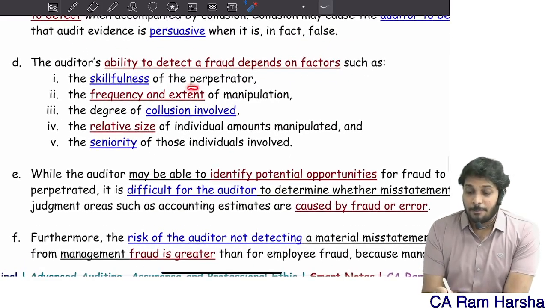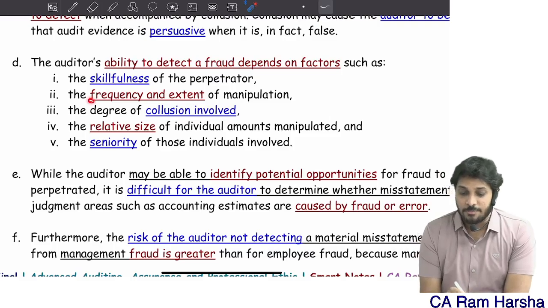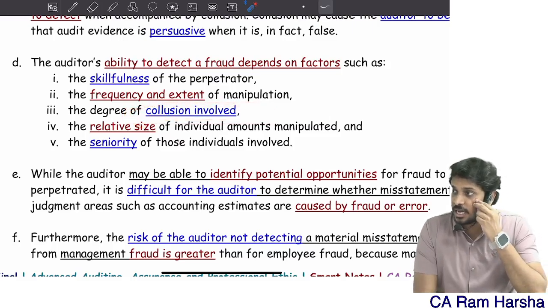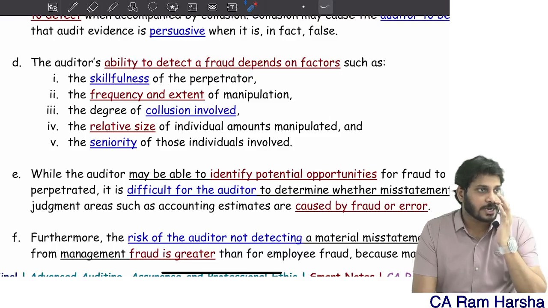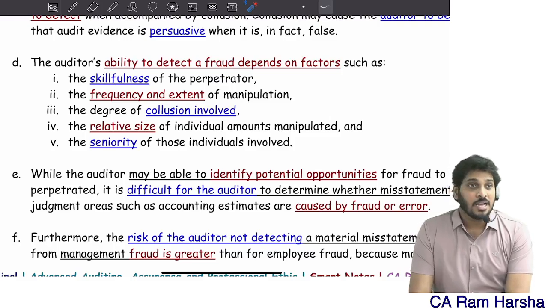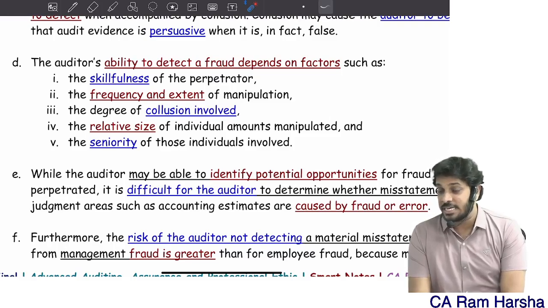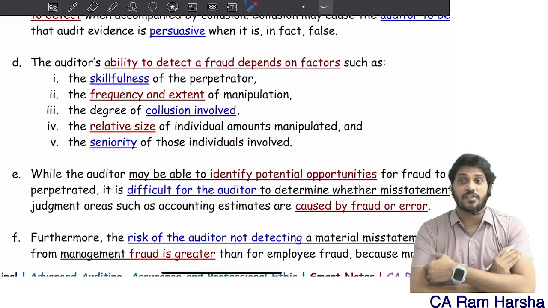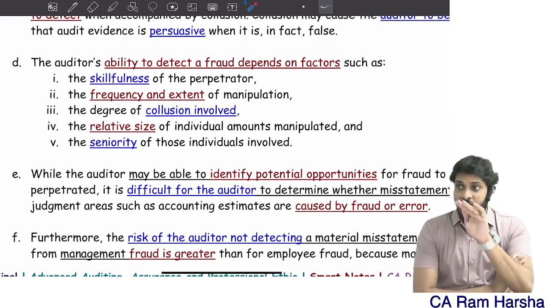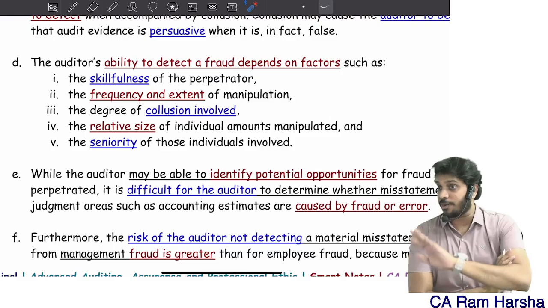It depends upon the perpetrator's skillfulness: how the person committed the fraud, how skillful he is. It depends upon the frequency of the fraud. It depends upon collusion involved. If there is high collusion, it is very difficult to detect a fraud. Relative size of the amount manipulated: if a big amount is manipulated, it is generally easy to identify, but if small amounts are manipulated, it's difficult. Seniority of the individuals: if top management performed the fraud, it's not easy to identify. If lower-level management performed it, it is easy to identify.